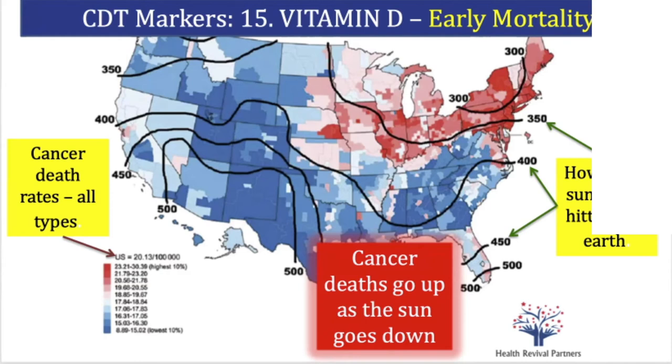Yet, you know, we're told to cover up. Michael Holick, on the vitamin D panel on LabCorp and whatever, was thrown out of the National Dermatology Society for suggesting the blasphemous thing that we should go out and get sunshine. But this chart clearly shows it.